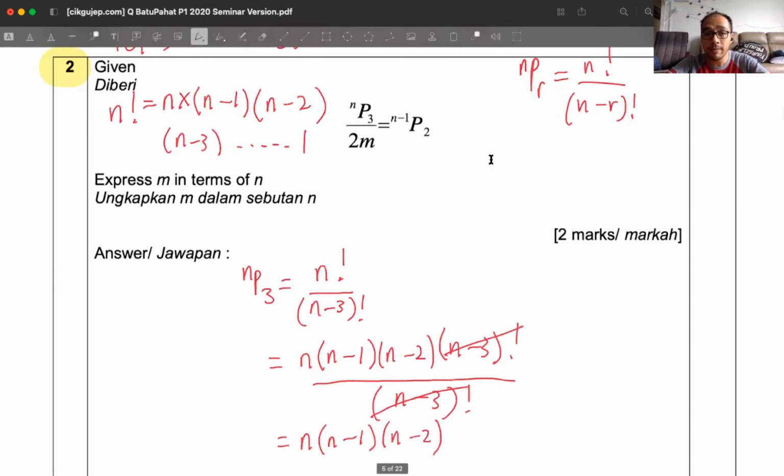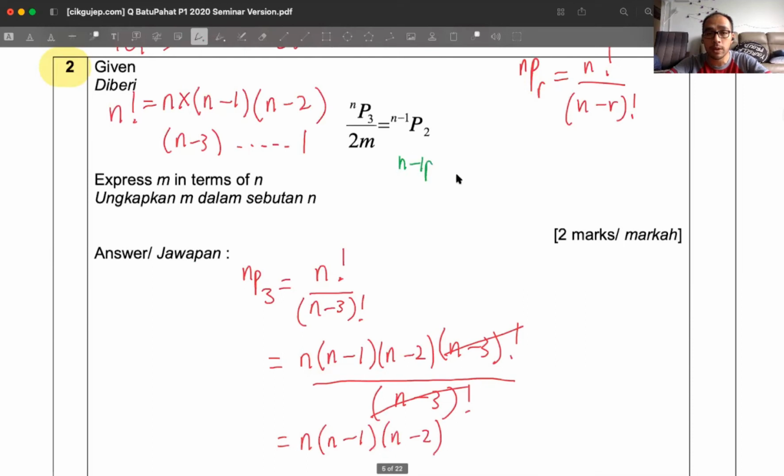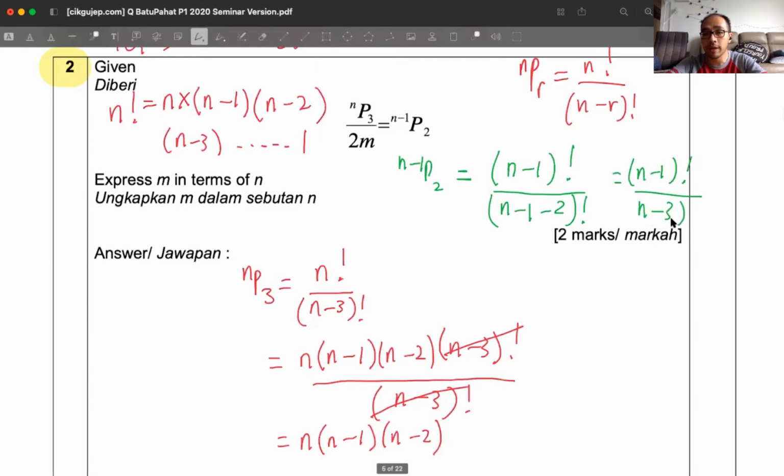Okay, then I do the same thing for this side. I'm going to change to blue color. So this is n minus 1 P2. So this will be n minus 1 factorial over n minus 1 minus 2 factorial. And n minus 1 minus 2, that's n minus r. So this will be n minus 1 factorial over n minus 1 minus 2, which is again n minus 3, factorial. Now, this one I can split again.